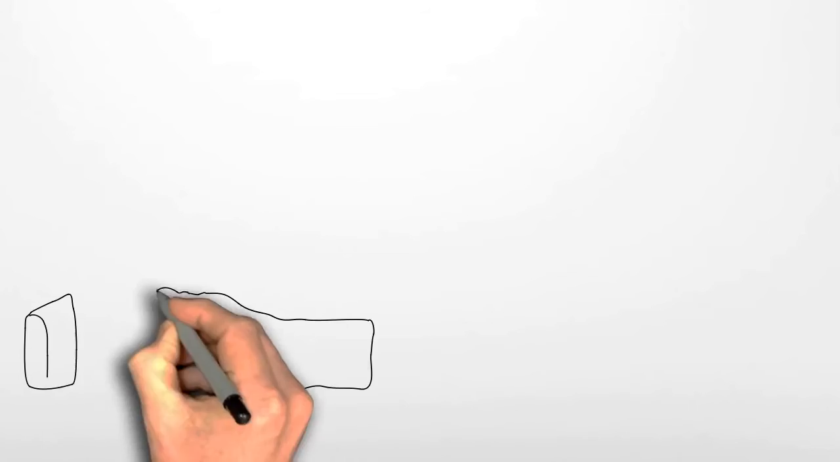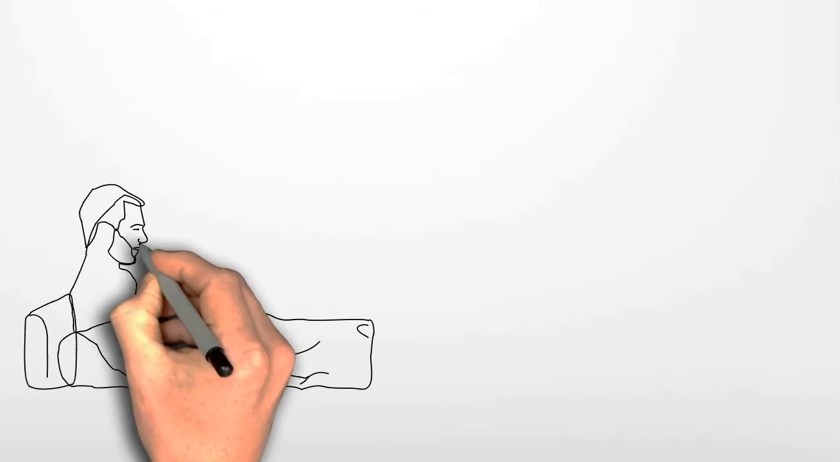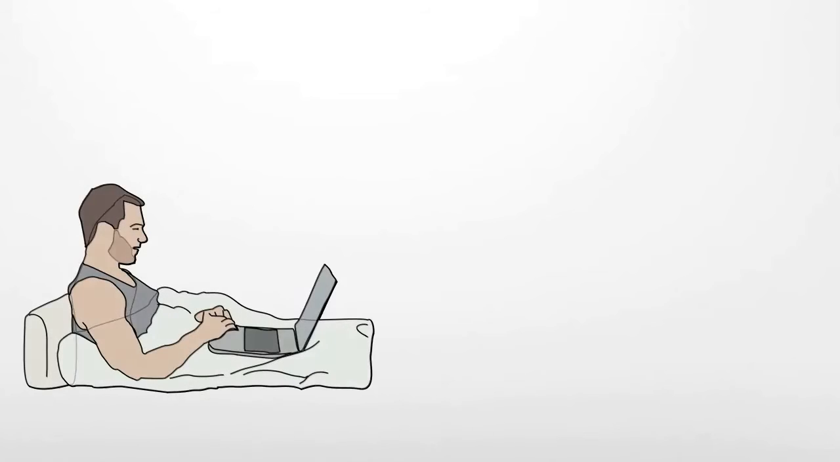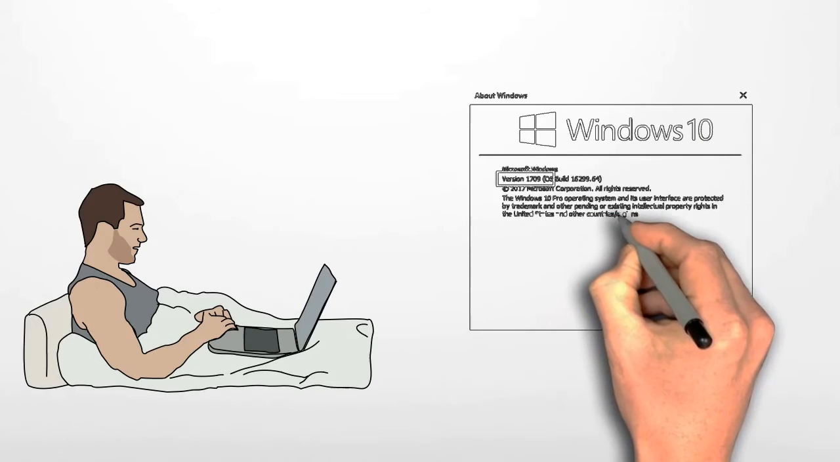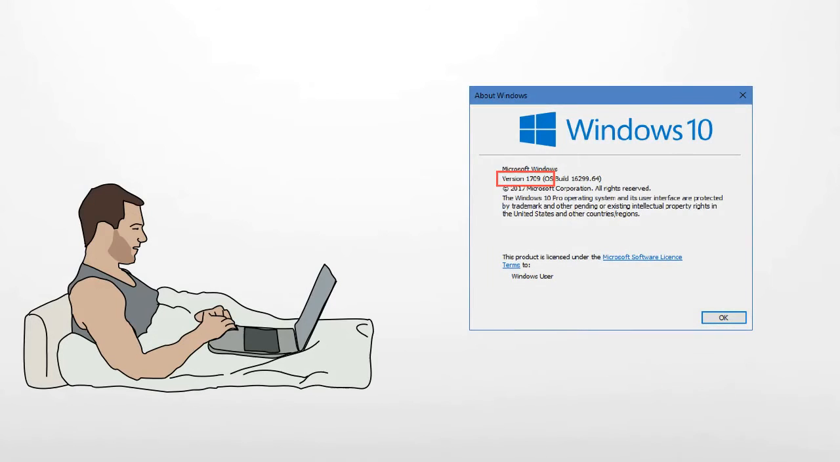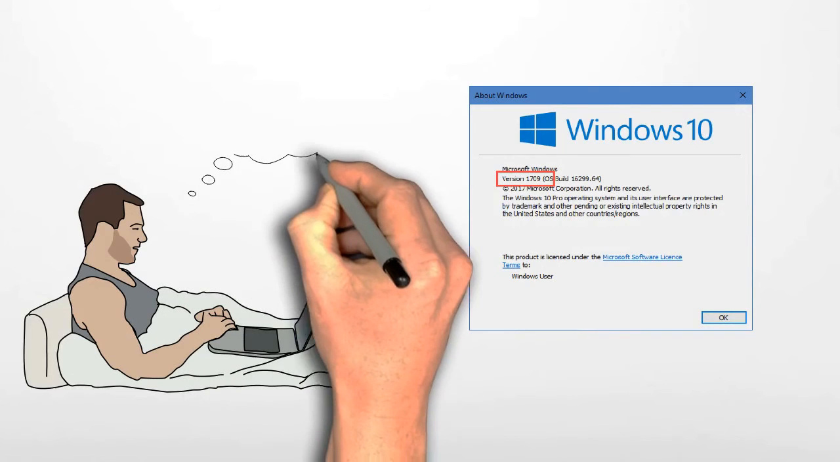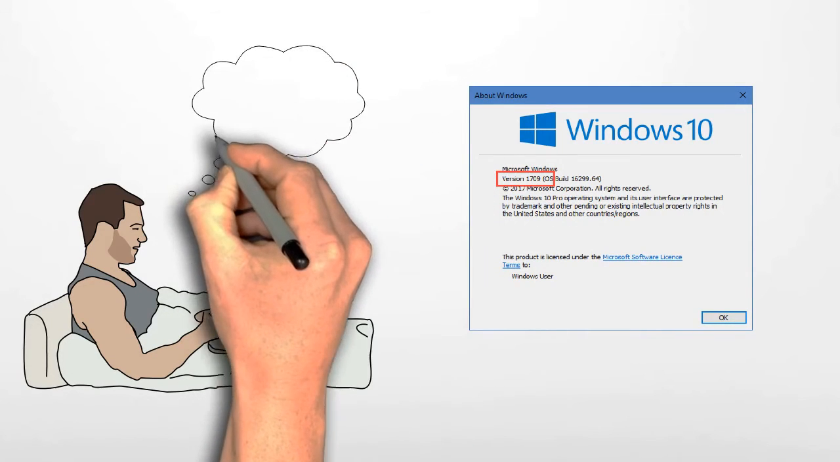To limit the Windows update bandwidth, you need to have Fall Creators Update installed. You can see the version number on the second line. The version number should be 1709 or above. Once you've confirmed you are using Windows 10 with Fall Creators Update, you can proceed to the next step.